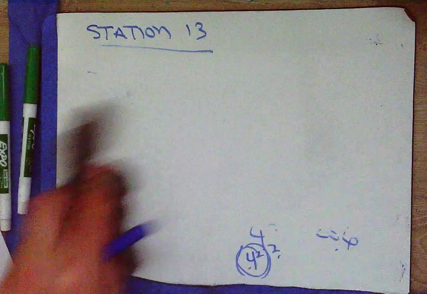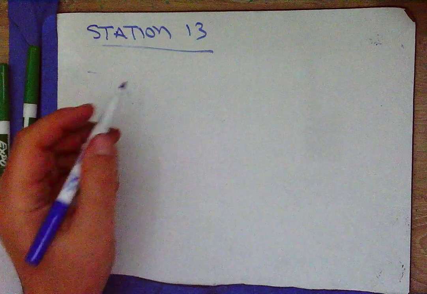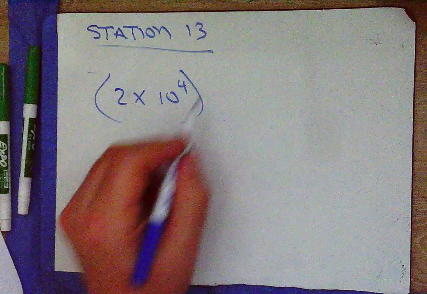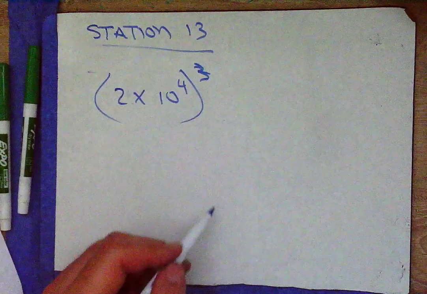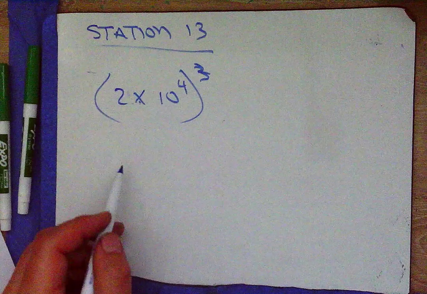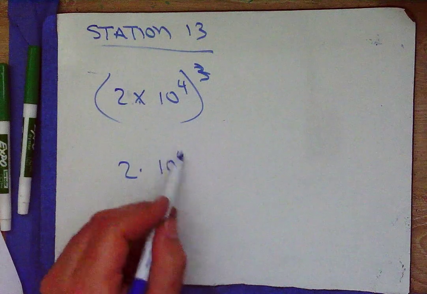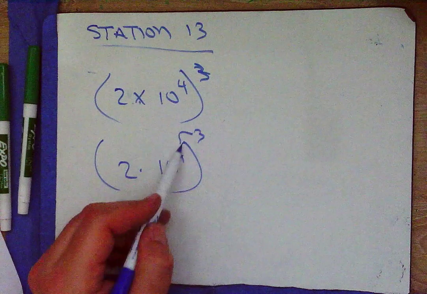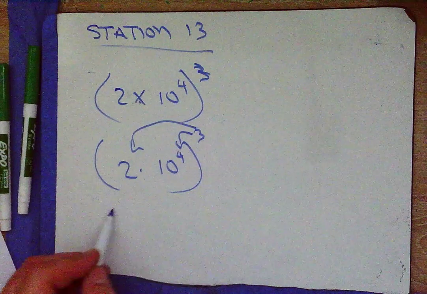Problem number 4 looks like 2 times 10 to the 4th, all to the 3rd. Well, so here's the thing. This is multiplication. I don't see a plus or a minus here, so I'm going to apply that exponent to each of these.